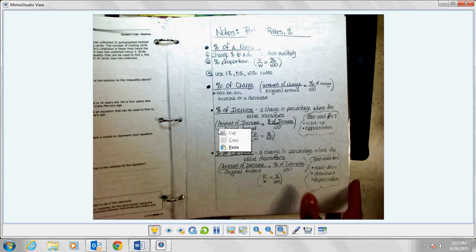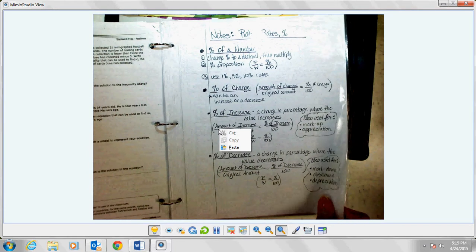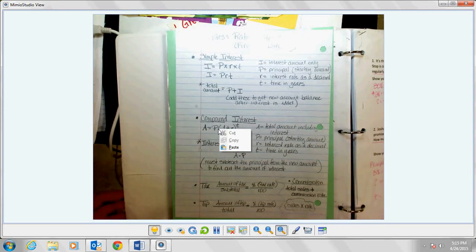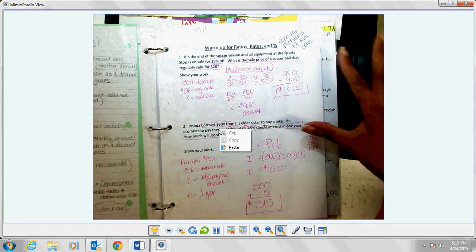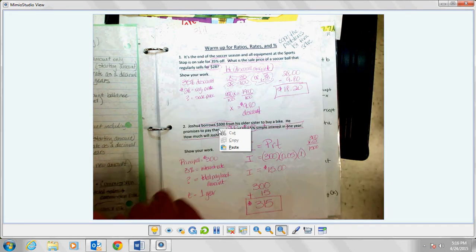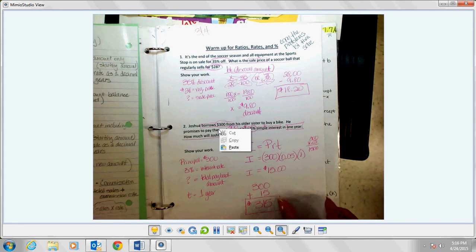Okay, after that, you should have your ratios, rates, and percents notes. Here's your front side, and there's your back side. After these notes, you should have the warm-up for ratios, rates, and percents. You did not get this copy because you were supposed to copy the problems on your paper, and we went over the answers to the two problems in class together.